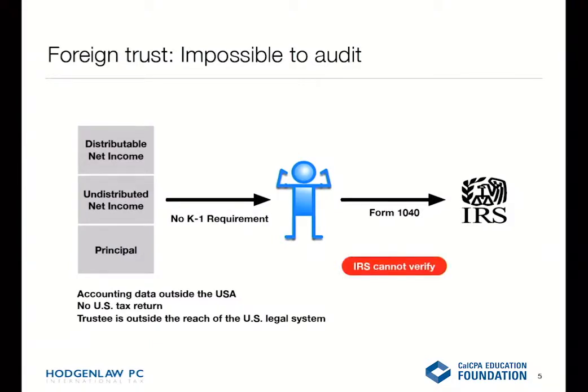Foreign trusts, on the other hand, present some problems. You have all the same types of income, the DNI, UNI, and you have the trust principal, but there's no K-1 requirement to give to a beneficiary. So if you have a U.S. beneficiary and they're reporting their income on Form 1040 to the IRS, there's no way that the IRS can verify the other side of things because they're not seeing all the same information from the trust that they would see if it were a domestic trust. You have the accounting data outside the U.S., the trust isn't filing a U.S. tax return, and the trustee is outside the reach of the U.S. legal system.